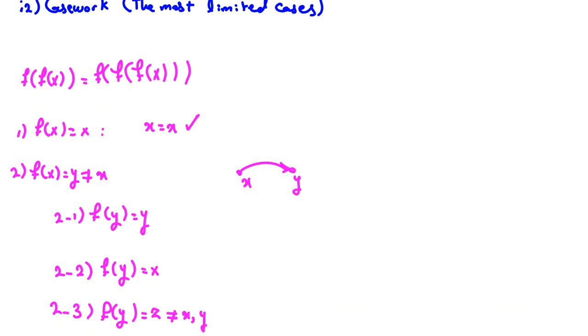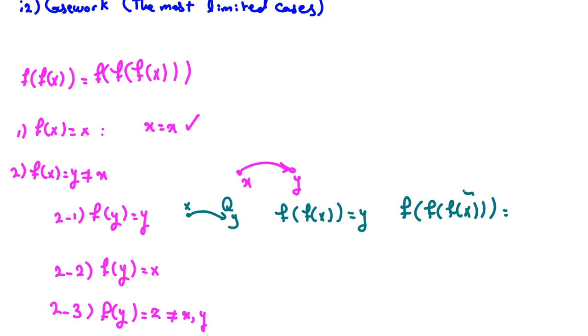In this case, we can say x goes to y and y goes to itself. So f of f of x is what? We know f of x is y, f of y is y, and f of f of x is y again, so it will be okay. So this one works.